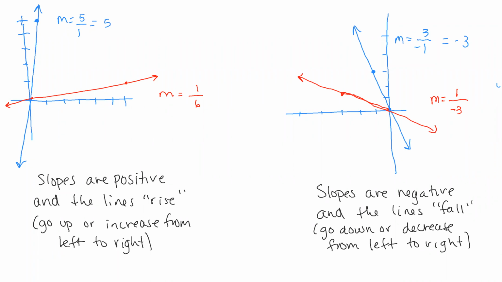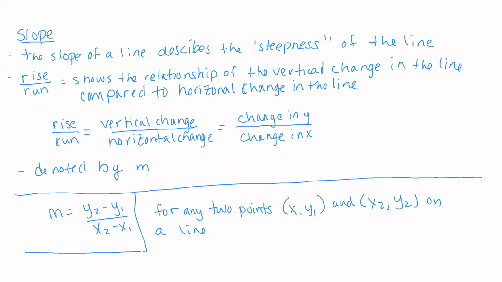So just a quick recap. Slope describes the steepness of a line. We think of slope oftentimes as rise over run because it shows the relationship of the vertical change in the line compared to the horizontal change in the line. So we can quite literally think of this as rise over run equals vertical change over horizontal change, or more simply put for us as far as graphing is concerned, it's the change in y divided by the change in x.